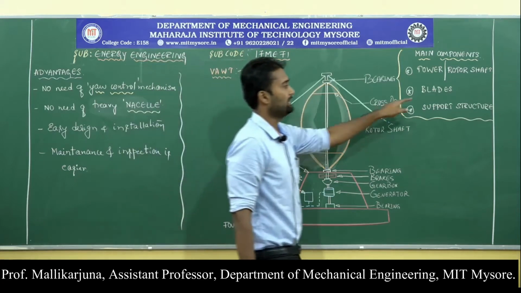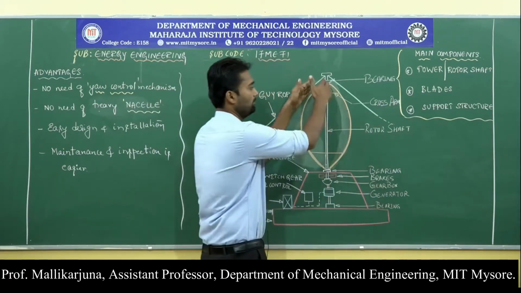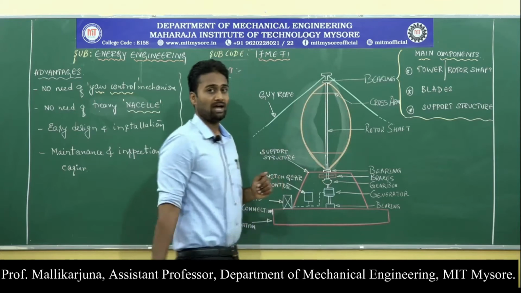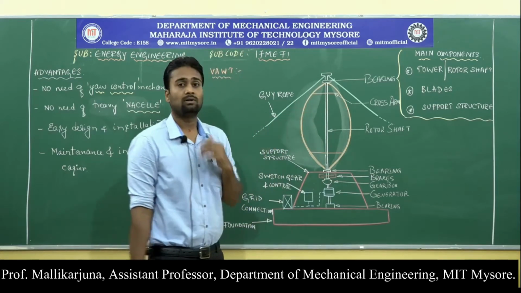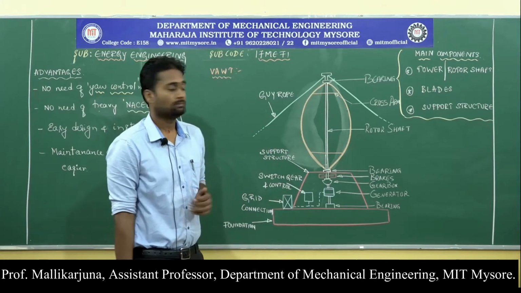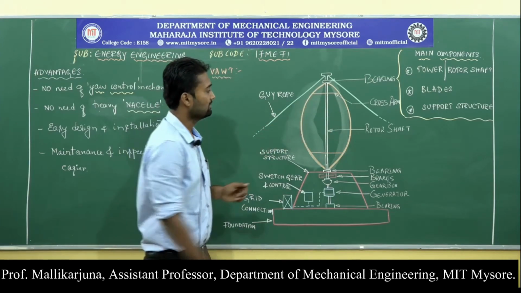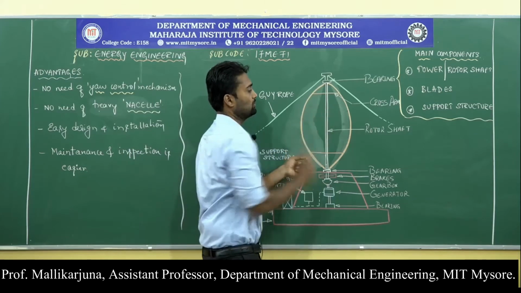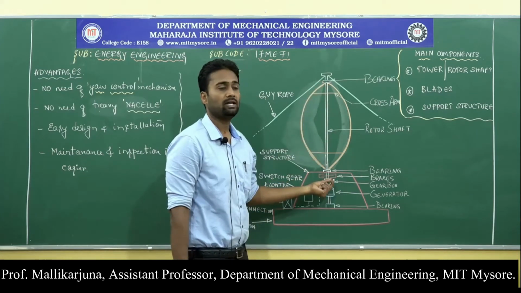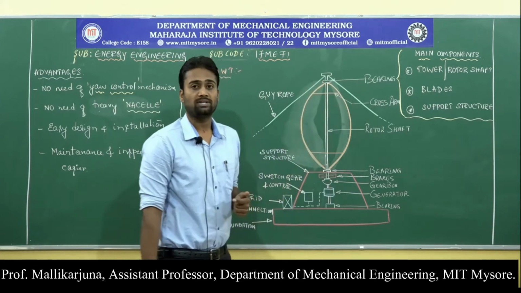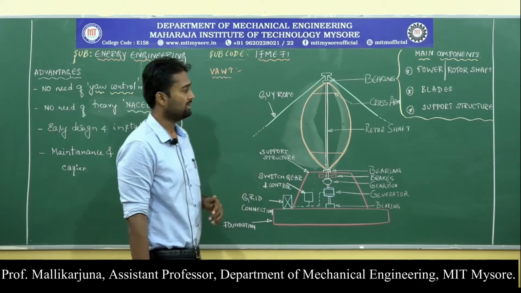Next is blades. If you look at the blades, blades are attached to the shaft, and these blades are of aerofoil cross section. If you look at the sketch, it is very clear that the diameter of the blade is usually less than the height of the tower or rotor shaft in case of a vertical axis wind turbine.